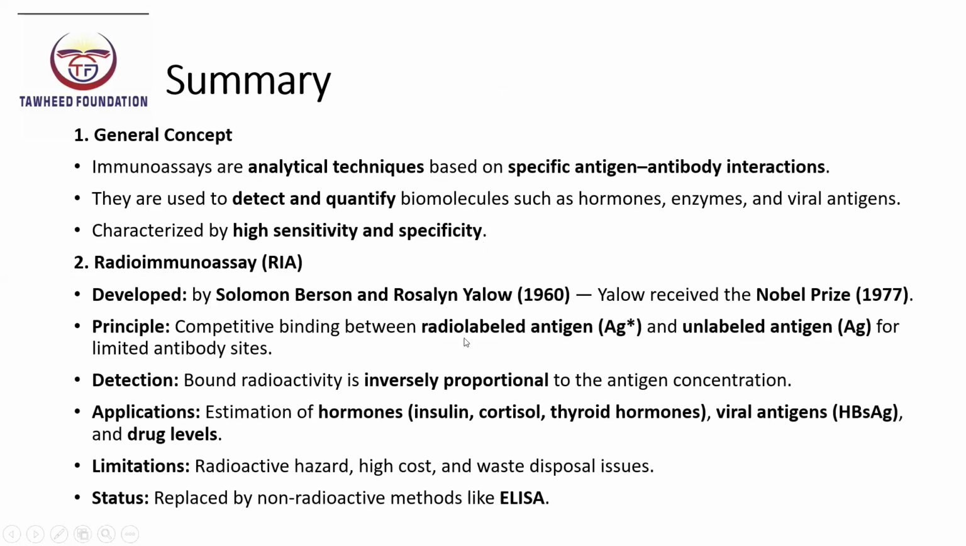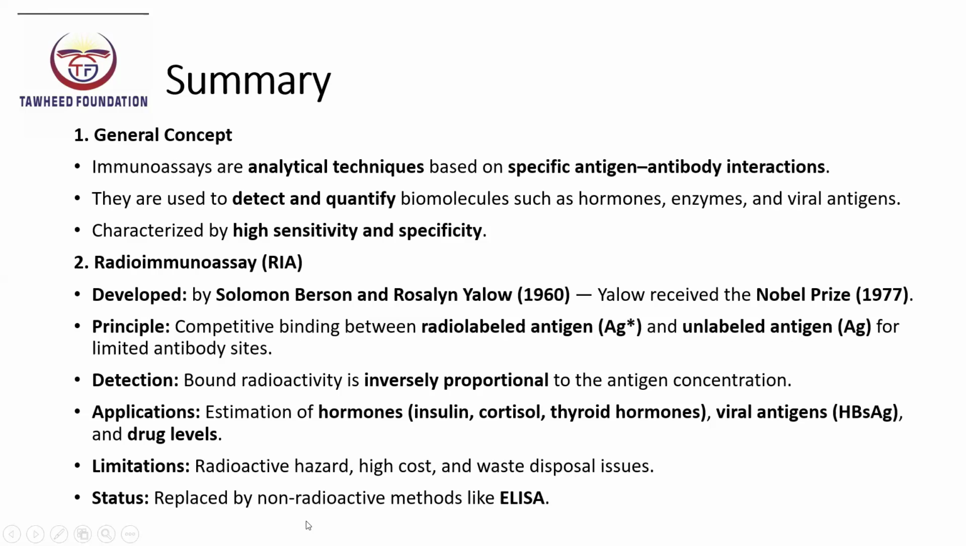It uses radio-labeled antigens, that is AG, competing with unlabeled antigens for limited antibody binding sites. The bound radioactivity is inversely proportional to the antigen concentration in the sample. RIA is widely used to measure hormones such as insulin, cortisol, thyroid hormones, viral antigen HBsAg, and drugs, though its use has declined due to radioactive hazard and disposal issues.